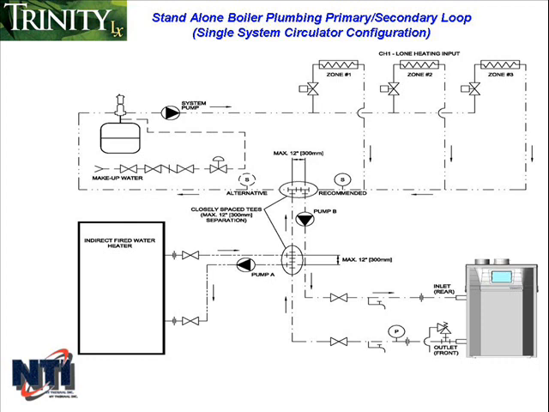Pump A is the domestic hot water pump, and it's energized only during calls for domestic. Pump B is the boiler pump or primary pump, and it's energized during all calls, either heat or hot water. And Pump C is the system pump and is only energized during a call for heat.